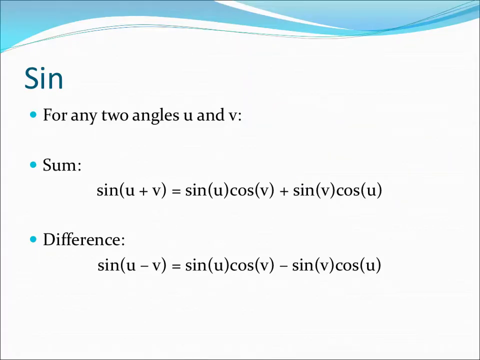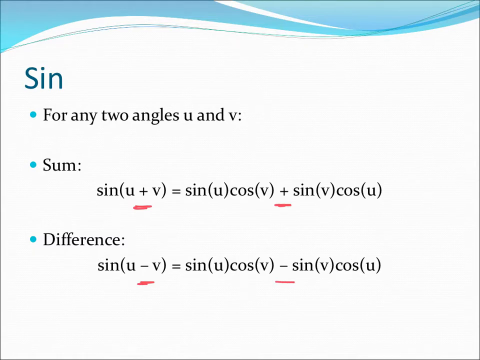Alright, so here we have the sum and difference formula for the sine function. If you have the sine of u plus v, which is the sum of two different angles, then it's the sine of u times the cosine of v plus the sine of v times the cosine of u. And if you have the difference of those two angles, then we have the sine of u times the cosine of v minus the sine of v times the cosine of u. The nice part here is the formula is pretty much the same. When you're adding, you add the two different sides together, and if you're subtracting, you would then subtract the two sides.